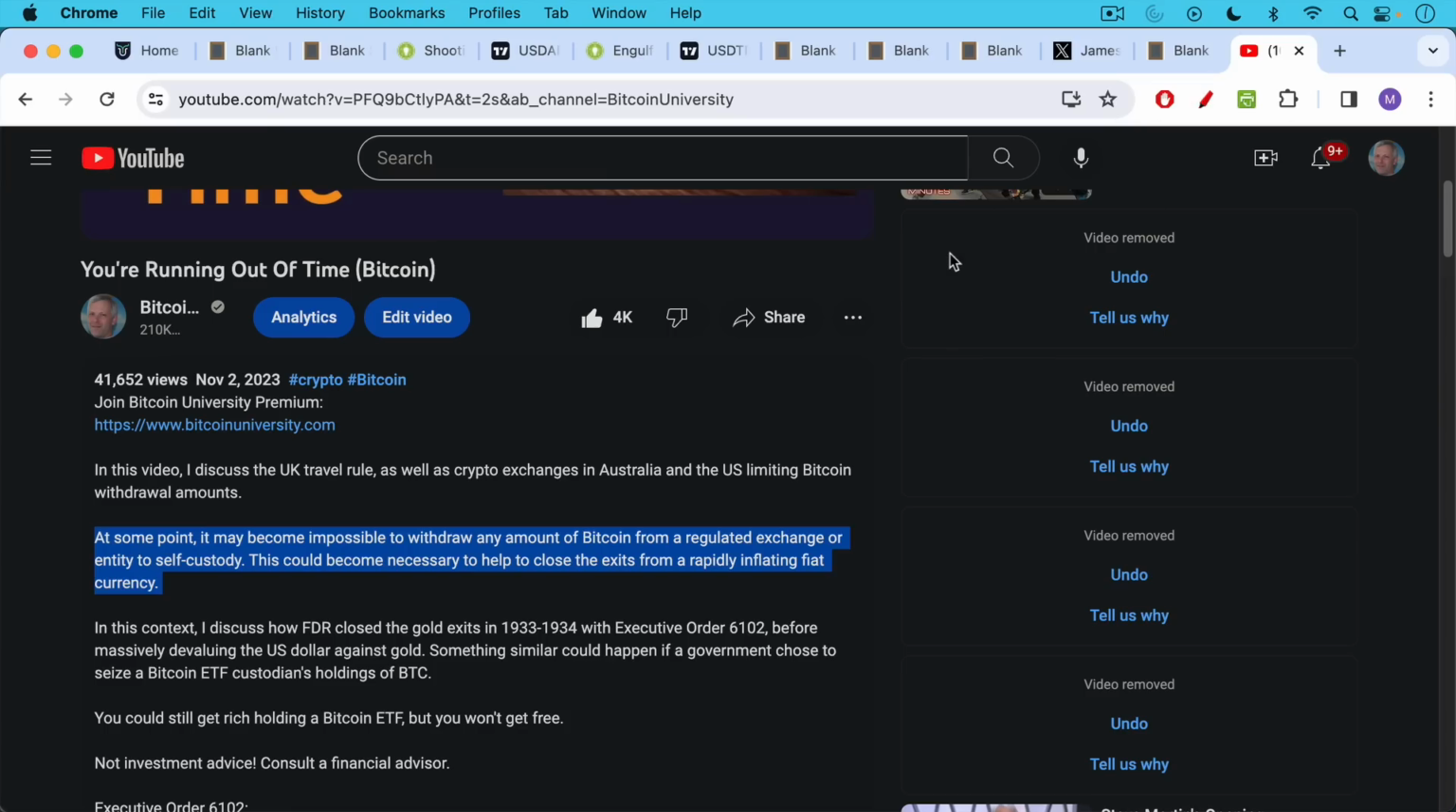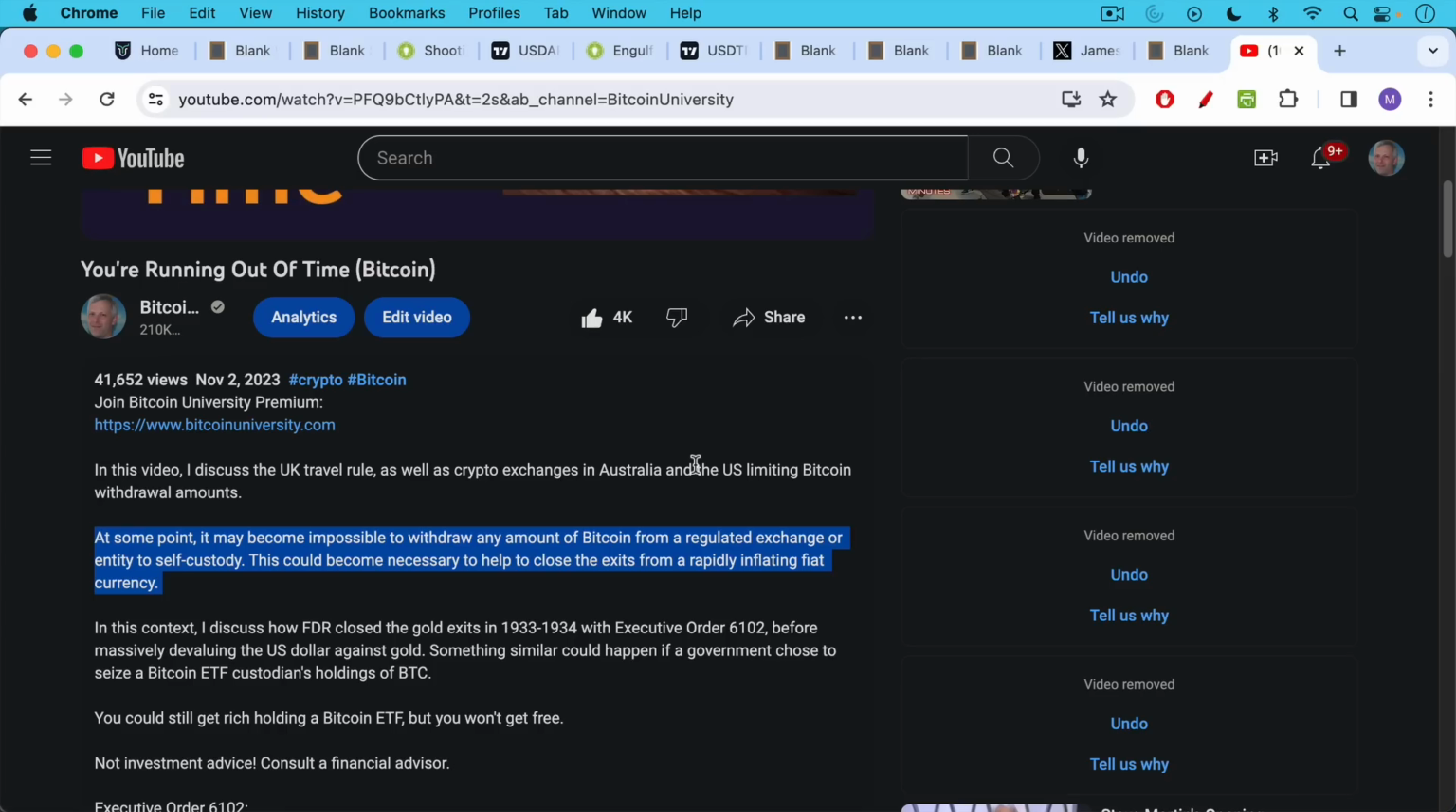from November 2nd, You're Running Out of Time, in which I assert that at some point, and it may be sooner than people believe, it may become impossible to withdraw any amount of Bitcoin from a regulated exchange or entity to self-custody. And the reason for this is, of course, it could become necessary to try to close the exits from a rapidly inflating fiat currency, which is going to happen to the US dollar. It's already beginning to happen to the US dollar.